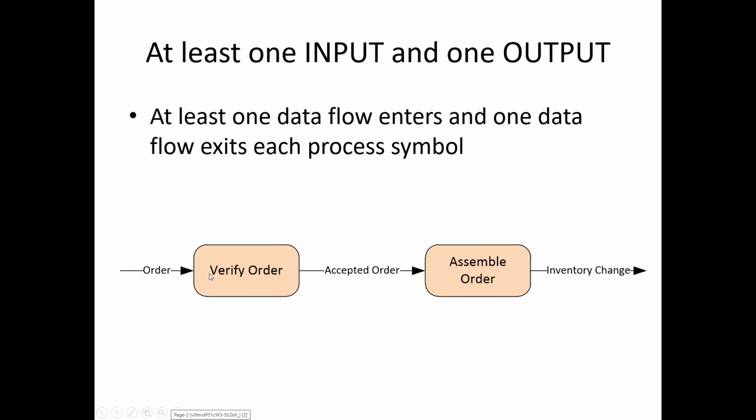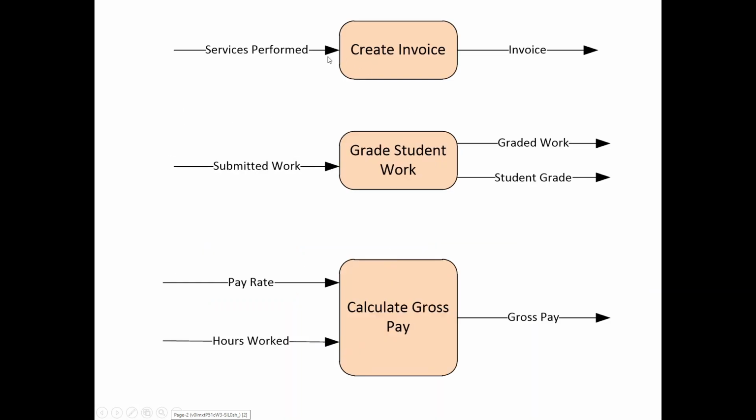So here, as you can see in this example, we have two processes. Each of them has one input and also one output. In this example, we have a process. Again, this process has one input and also one output. And here we have another process. For this process, there's one input, that is the homework submitted by students. And then it has two outputs, that is the graded homework and also the score of the corresponding student.